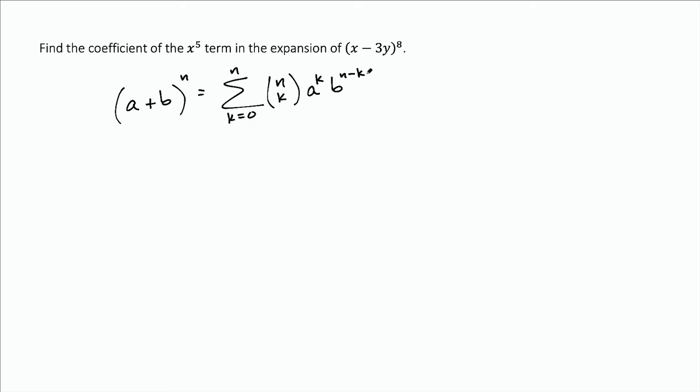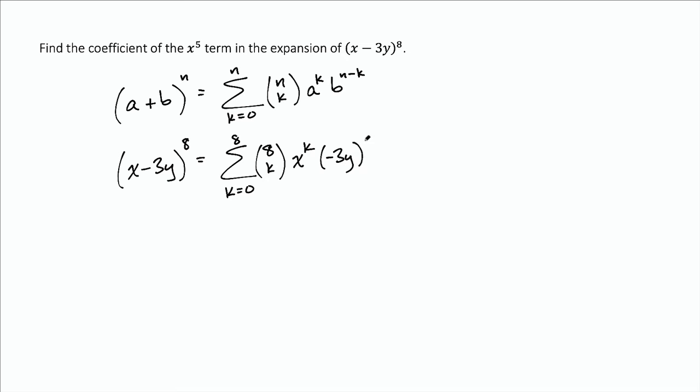So if I now apply this to (x - 3y)^8, this is the sum of k equals 0 to 8 of 8 choose k, and then x to the k, and then b is negative 3y to the 8 minus k.